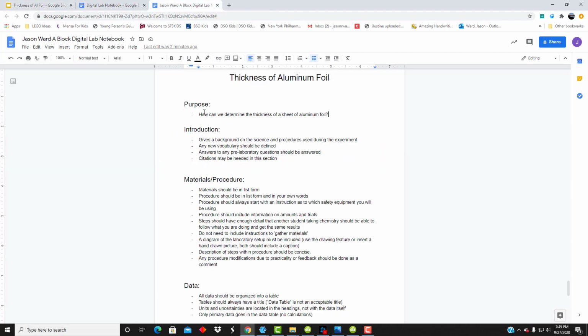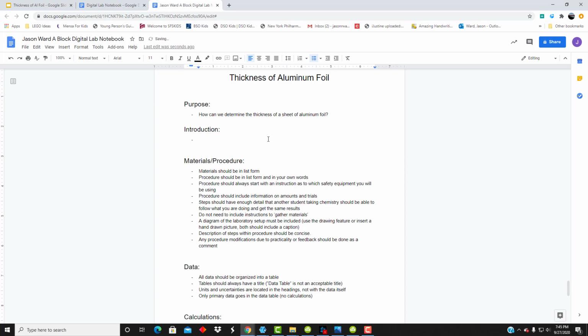So let's go back to our lab report that we're working on, and we've kind of already talked about these instructions. I'm going to delete them out. You can certainly leave them in until you're done, but just always make sure when you're done with each section you delete out the instructions.